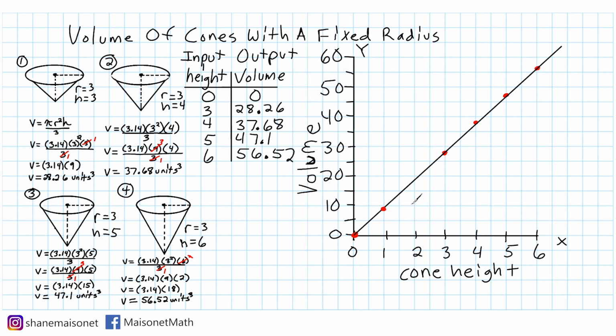If we had a height of 2 and went up, then that looks like it's a little bit before 20, like maybe around 18, maybe about 19 or something like that. All right. So we could actually use different heights down here to see what our volume would be. But remember, we have a fixed radius of 3. All right. So we're going to end this by making a function statement.